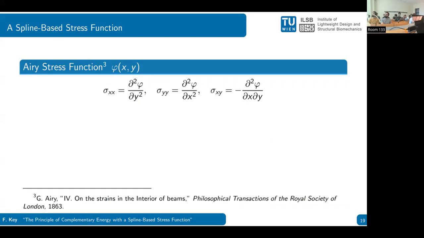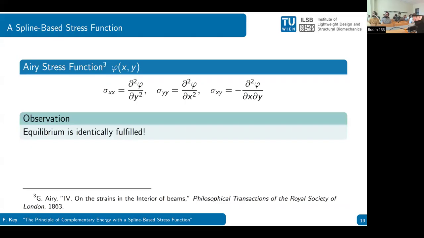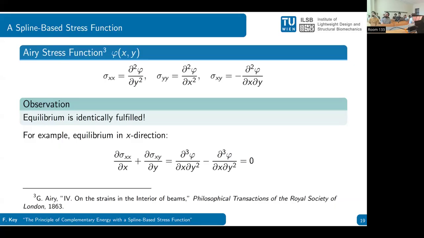If you define the stress tensor components like that, you can observe that the equilibrium is automatically fulfilled. For example, if you consider the equilibrium in x direction, you have the derivative of sigma xx with respect to x plus the derivative of sigma xy with respect to y, and you plug in these definitions. Then you get the third-order derivative of phi with respect to x and y twice, minus the same term, so this is identically equal to 0. By choosing this definition, we get the equilibrium condition automatically.